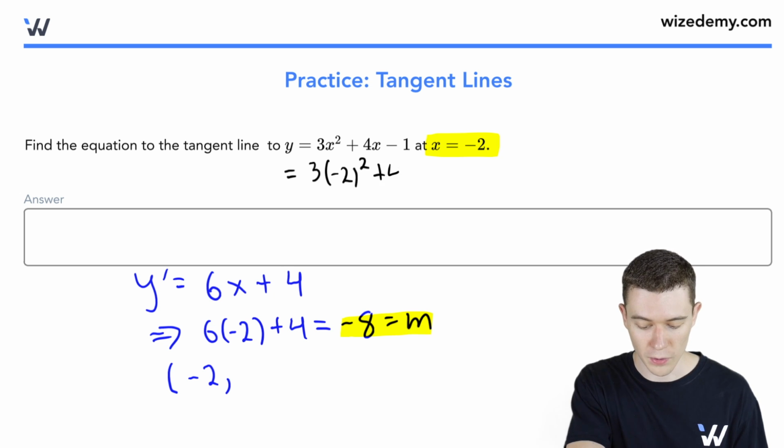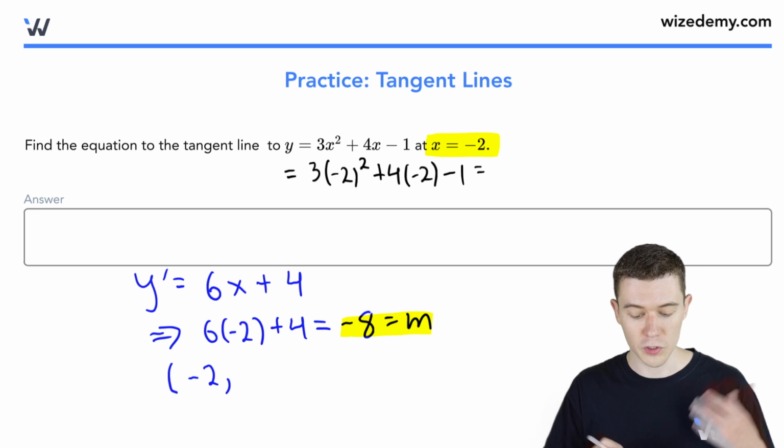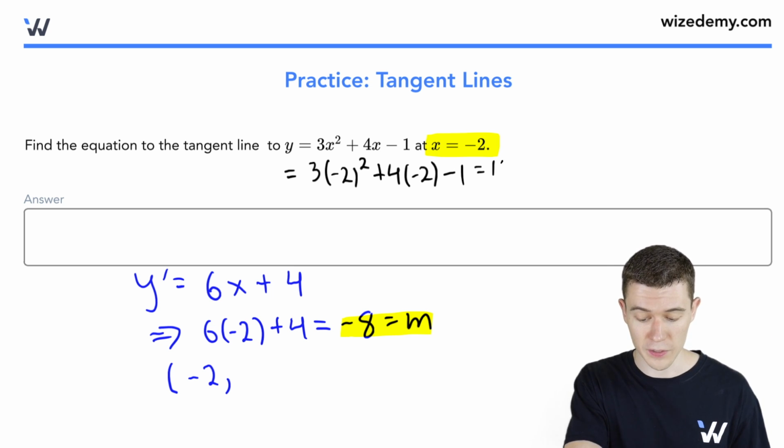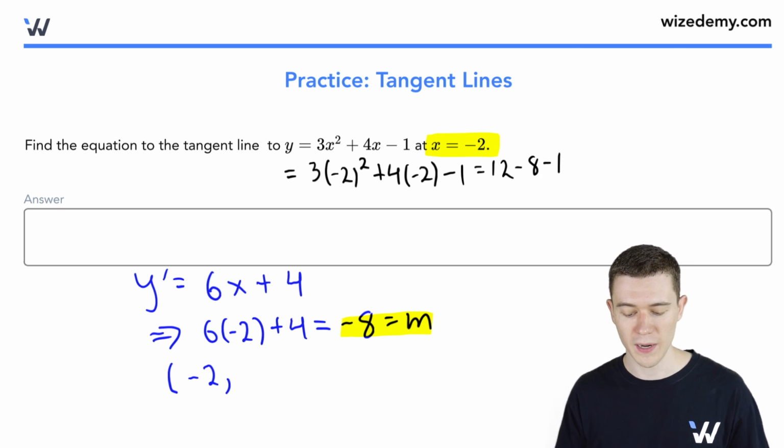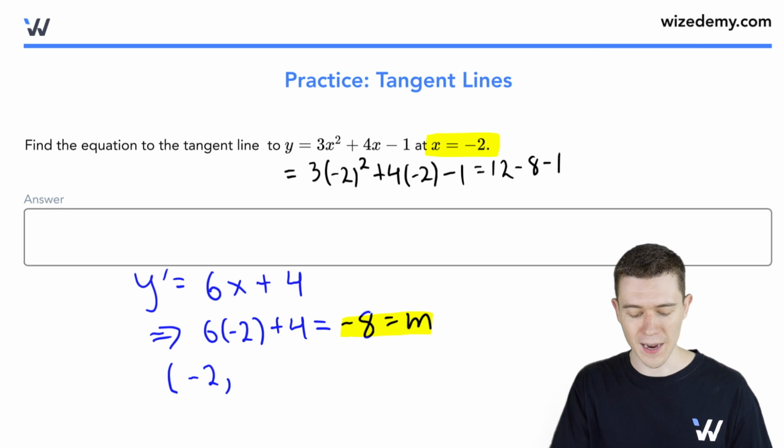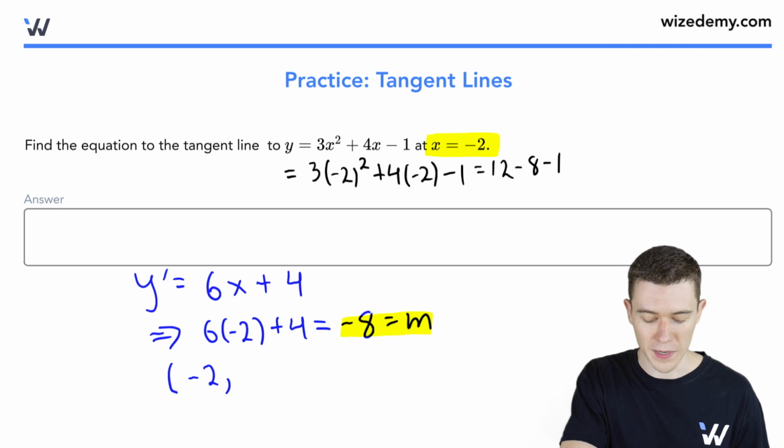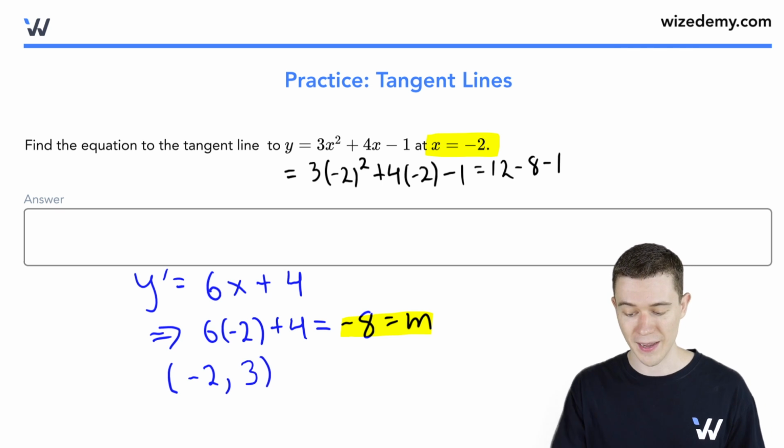3 times -2 squared plus 4 times -2 minus 1. -2 squared would be 4, times 3 is 12. 4 times -2 is -8, minus 1. 12 minus 9, I think the point will be -2, 3.